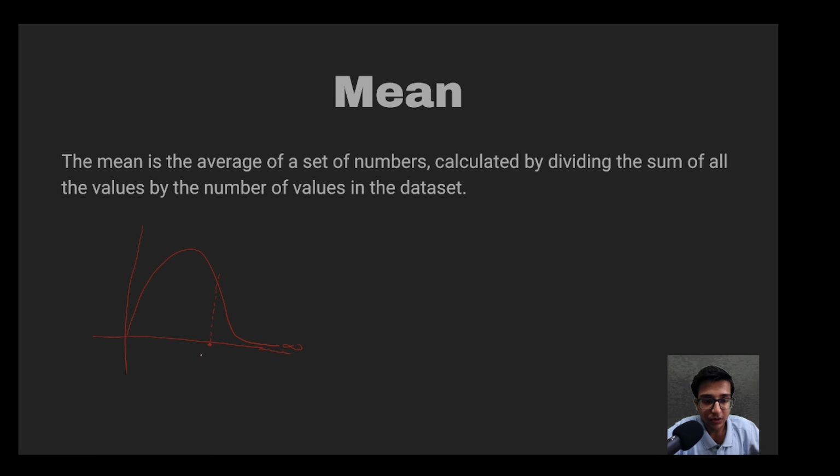Now why is that so? Because this is the average value of the entire data set here. There are values which are higher than this, and there are values which are lower than this. So we need to take the average of those values and we will get the mean. That is how mean is generally calculated.